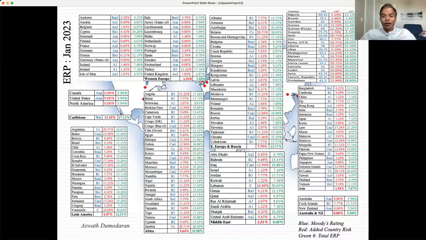You're not building a new hotel. You're not starting a seafood business. You just can't make it. There's just too much risk. Safest is Singapore, still AAA rated. But you can see the range. Again, exactly the same approach. And I've got the rating, the country risk premium, and the equity risk premium for every country.